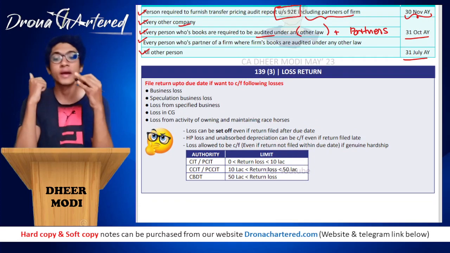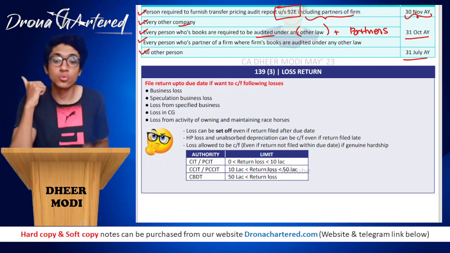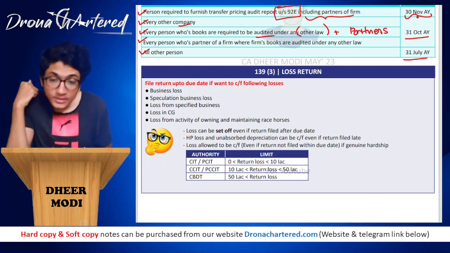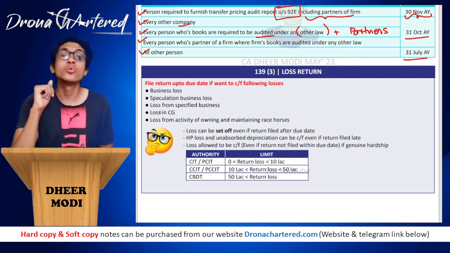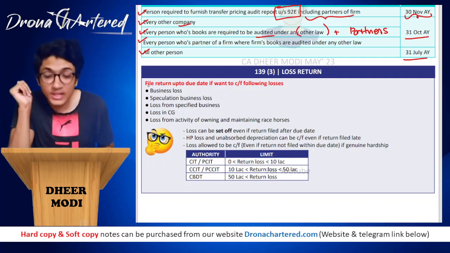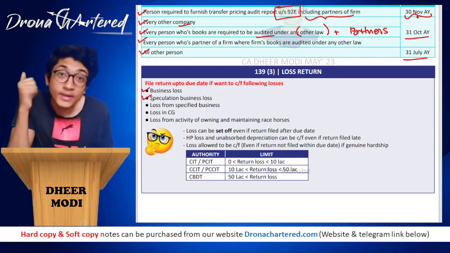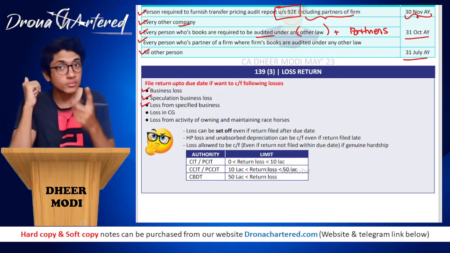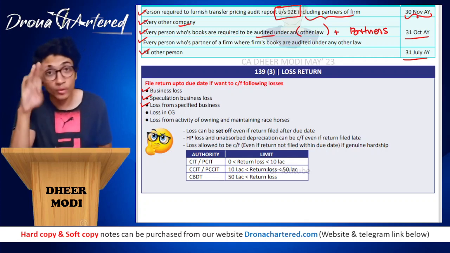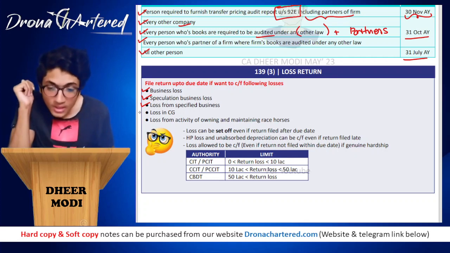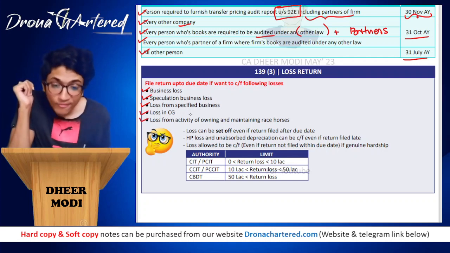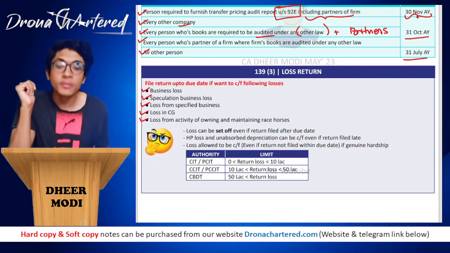What does this mean? That if you file your return after the due date, these losses we will not allow you to carry forward. These will lapse. So which are these losses? Your business loss, that is your PGBP, your speculative business loss, loss from specified businesses. Loss from specified business are your 14 businesses that have been specified. Loss in capital gains and loss from activity of owning and maintaining race horses.